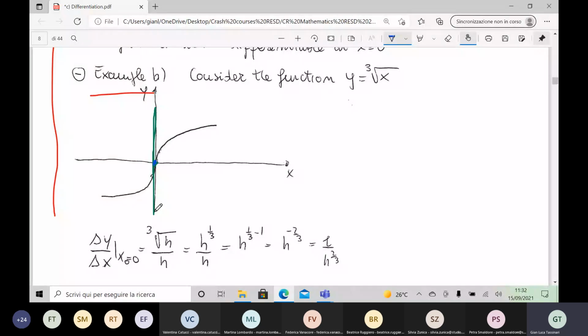The derivative does not exist. So the derivative does not exist if the right and the left tangents are different, like in the previous case, the point of the previous case.